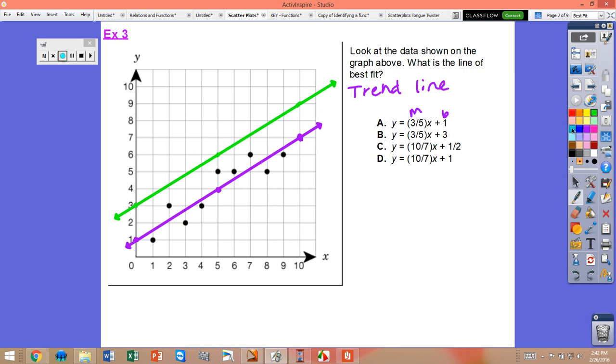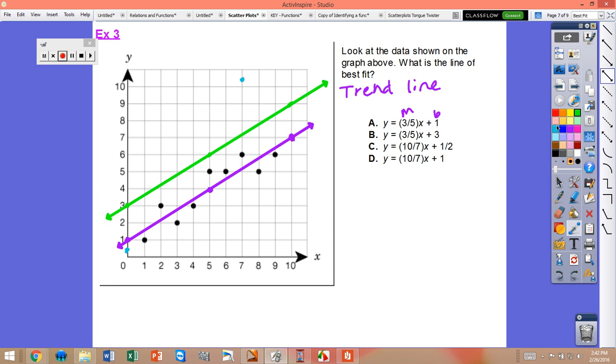Alright, let's pick another color. We're going to start at 1/2 and we're going to rise 10 and run 7. So 1, 2, 3, 4, 5, 6, 7, 8, 9, 10. 1, 2, 3, 4, 5, 6, 7. So I can already tell that this line doesn't work very well. Pick the dots here. And all the data is below this blue line, so that line's not going to work.